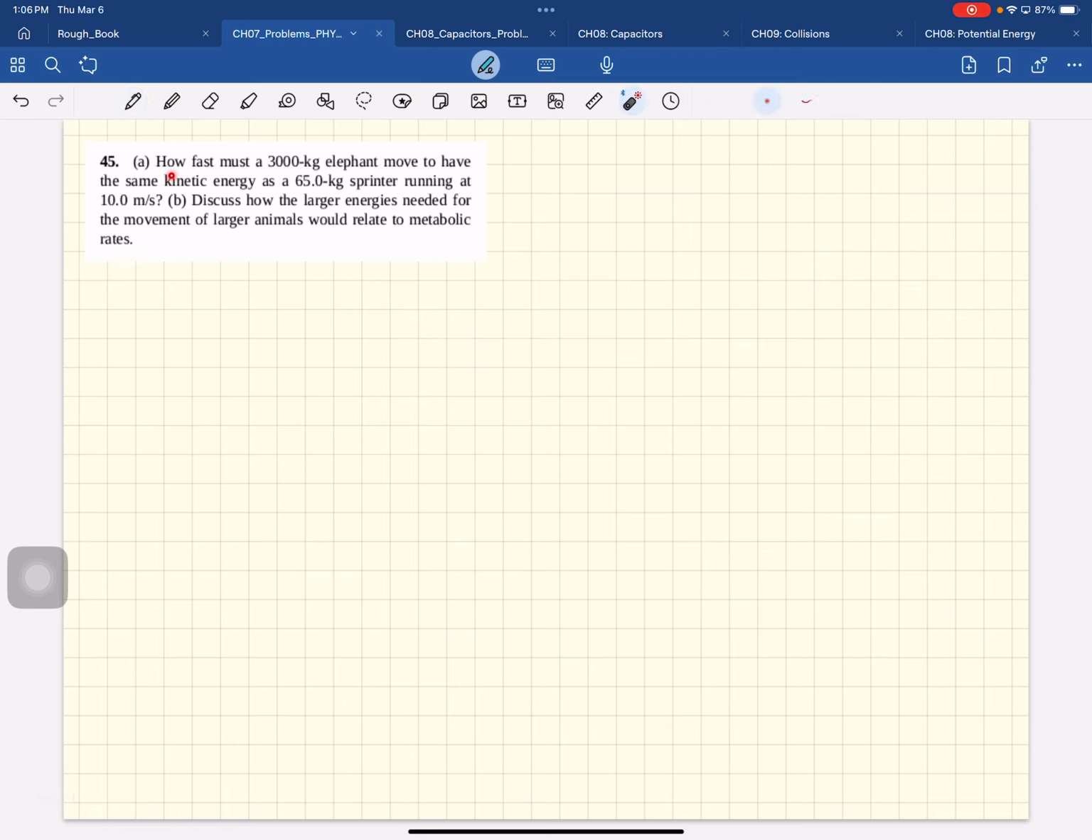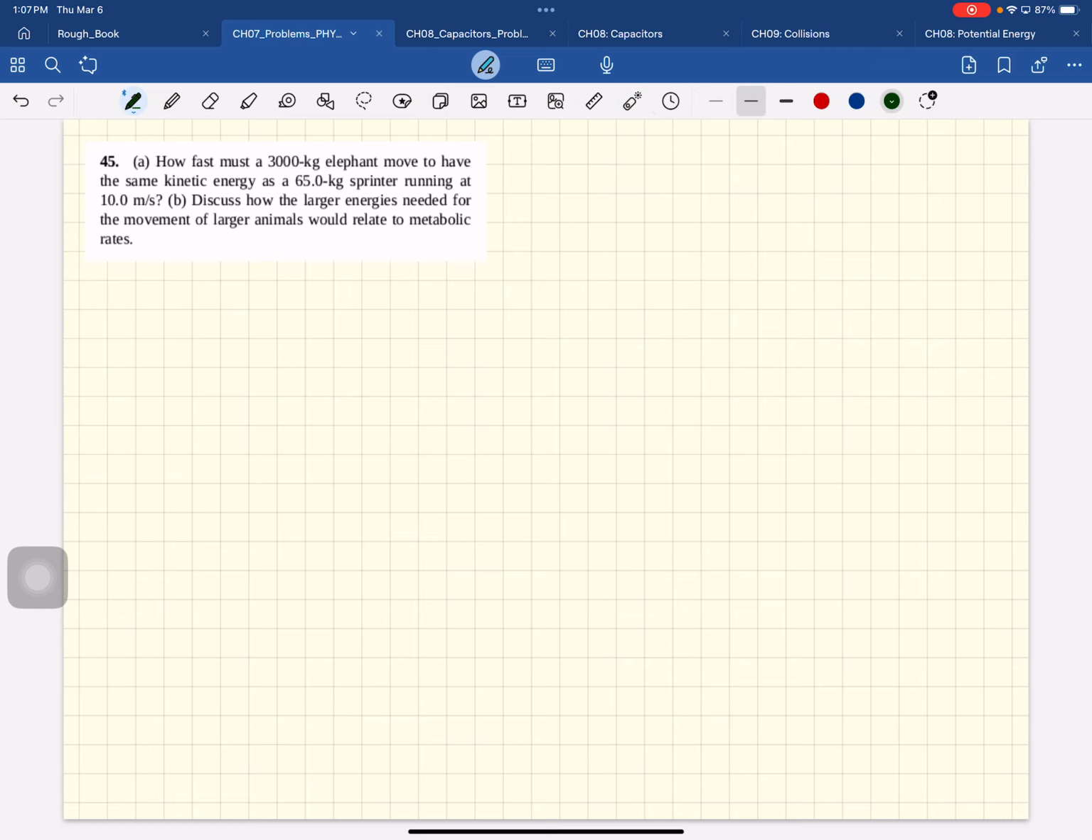So this problem says, how fast must a 3,000 kg elephant move to have the same kinetic energy as a 65 kg sprinter running at 10 meters per second? By the way, this is a world-class runner, and 10 meters per second is roughly 25 miles an hour. Discuss how the larger energy needed for the movement of larger animals could relate to metabolic rates.